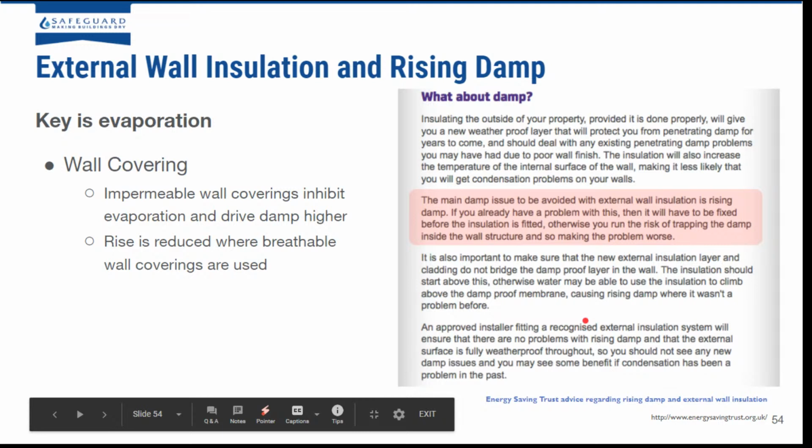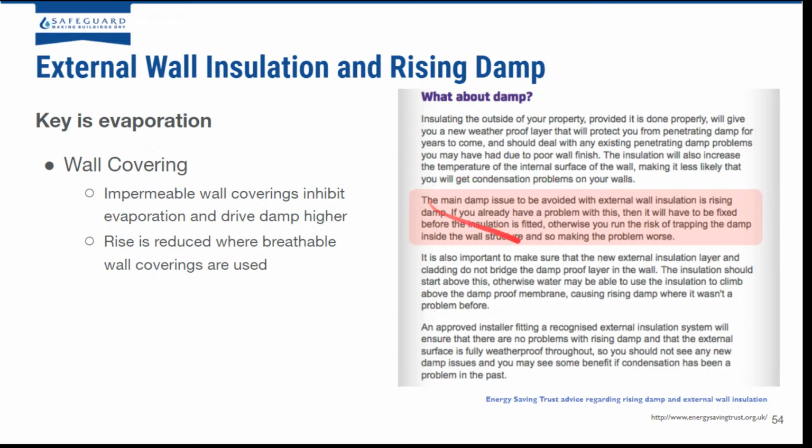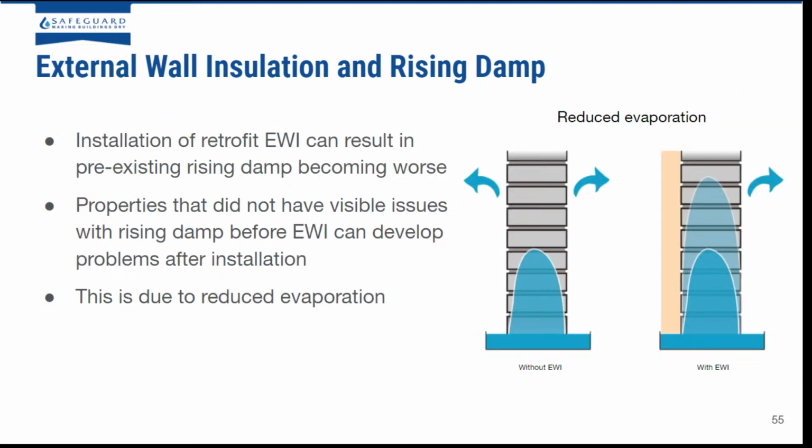So one thing that the Energy Saving Trust highlights is that the main damp issue to be avoided with external wall insulation is rising damp. So if you already have a problem with this, then it will need to be fixed before the insulation is fitted. Otherwise, you run the risk of trapping damp inside the wall and making the problem worse. So really, installation of retrofit EWI can result in pre-existing rising damp becoming worse.